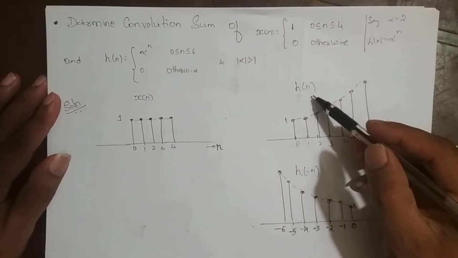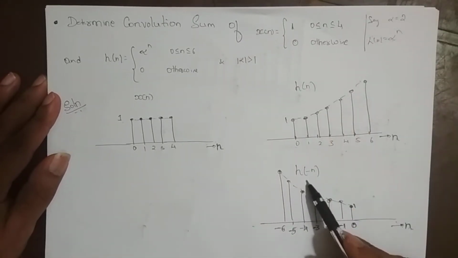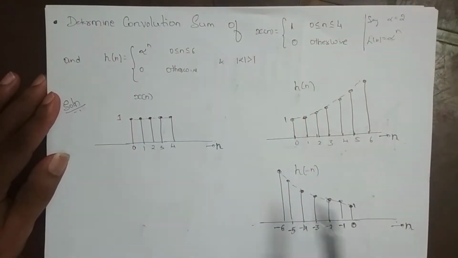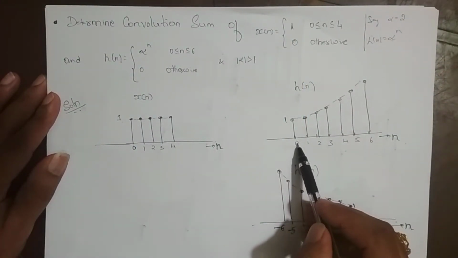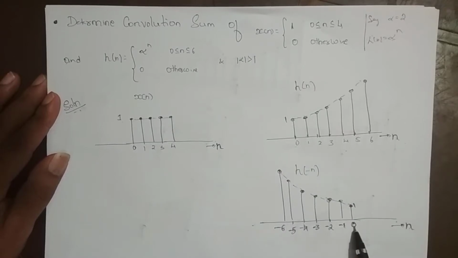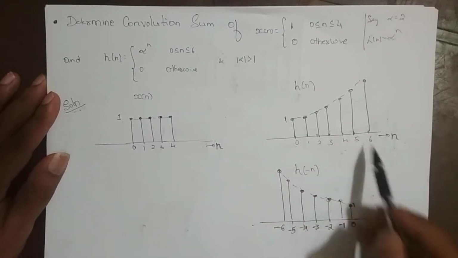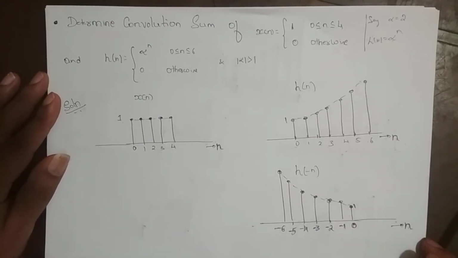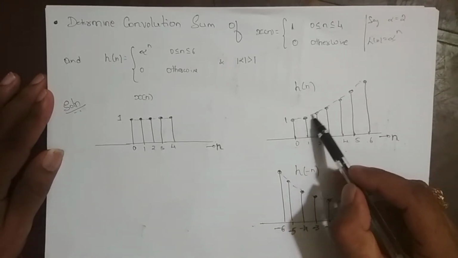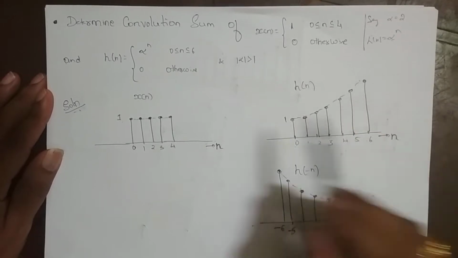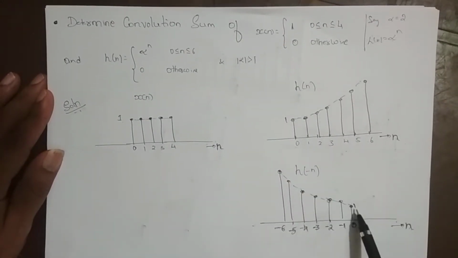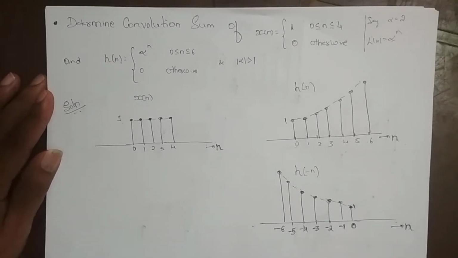So I have taken the mirror image of h of n, which is h of minus n. This is how it looks. It is nothing but flipping of this sequence. So this is 0, this does not change, it remains in the same position, whereas 1, 2, 3, 4, 5, 6 go to minus 1, minus 2, minus 3, dot dot dot, minus 6. I did not write the value of these samples because we don't know the value of alpha. This one I know because anything to the power 0 is 1, so that's why I had taken this as 1.